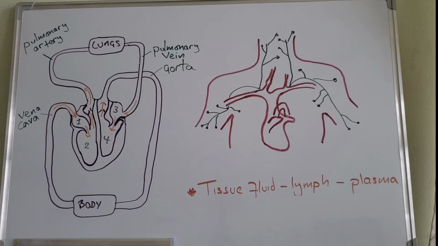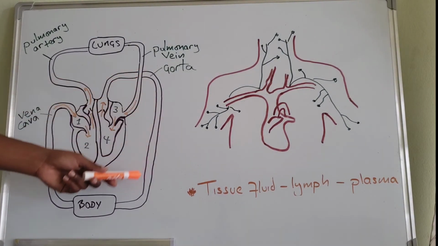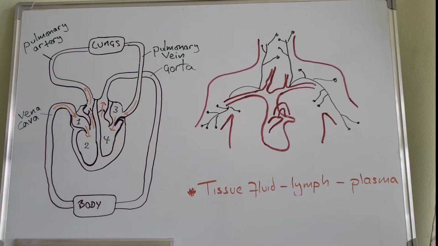All right, we have two circulations within our body. The first circulation is the pulmonary circulation, and that's where the heart pumps blood to the lungs and back. That's our pulmonary circulation. And the second is our systemic circulation. That's where the heart pumps blood to the rest of the body and back. All right, that's our systemic circulation. So we have our two circulations there.